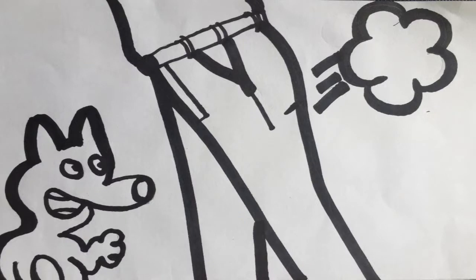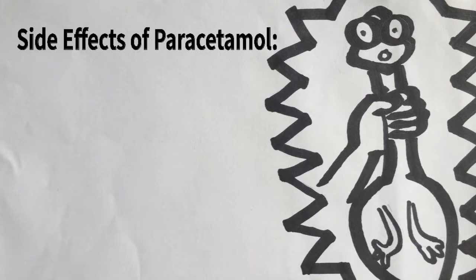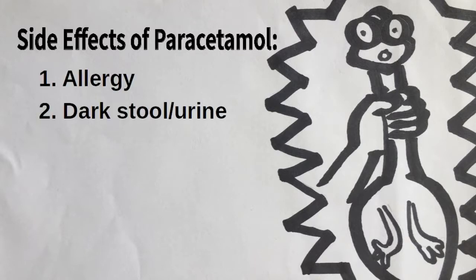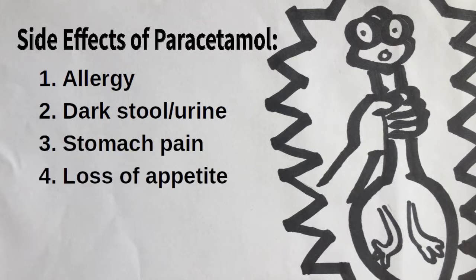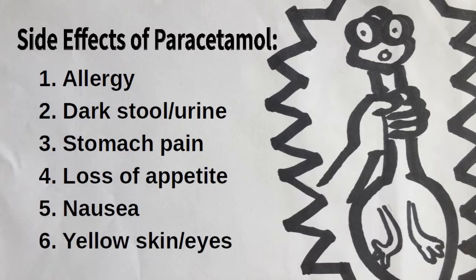Here are the 6 side effects of paracetamol. Allergy, dark stool or urine, stomach pain, loss of appetite, nausea, yellow skin or eyes.